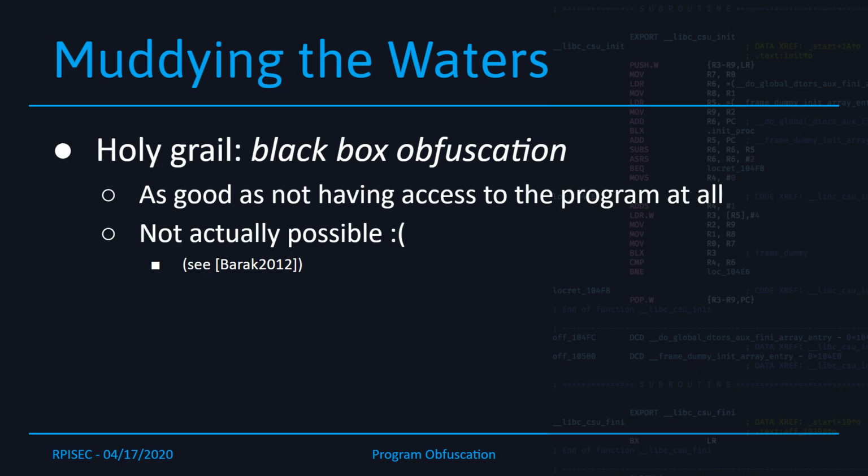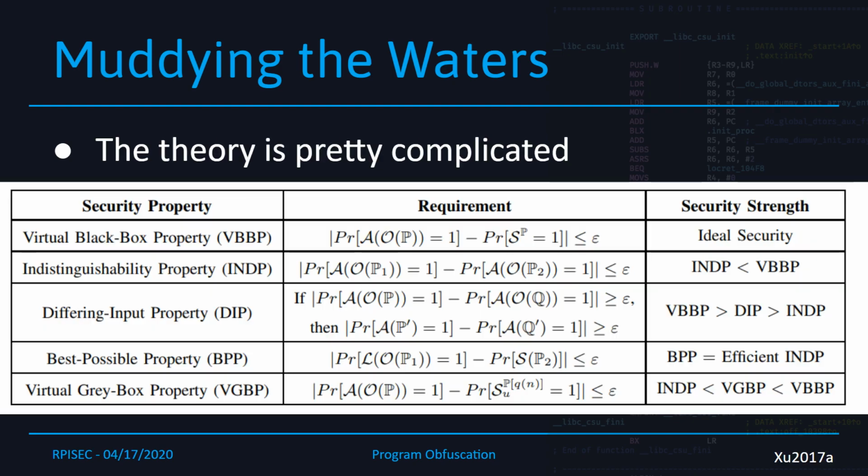So the holy grail of all of this is what we call black box obfuscation, or the virtual black box property. Ideally, it would mean that having the obfuscated program is no better than having access to an oracle that runs the program for you. It never shows you the program. Unfortunately, this is impossible. There's actually a negative result for this. You cannot do this in all cases. So it's kind of like the halting problem. Just can't do it. Sad.